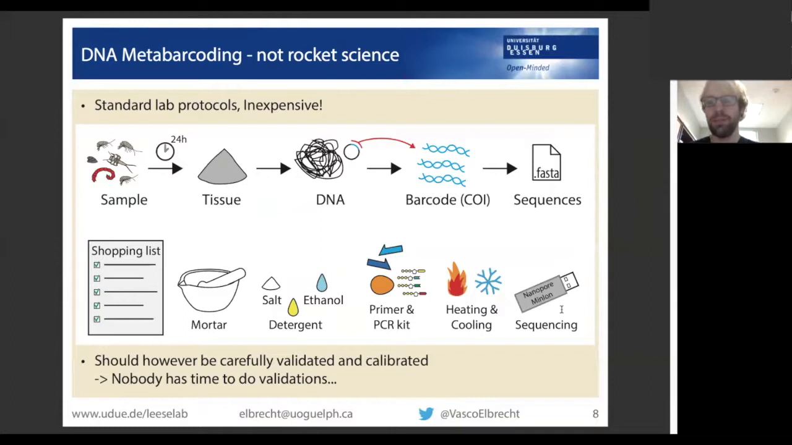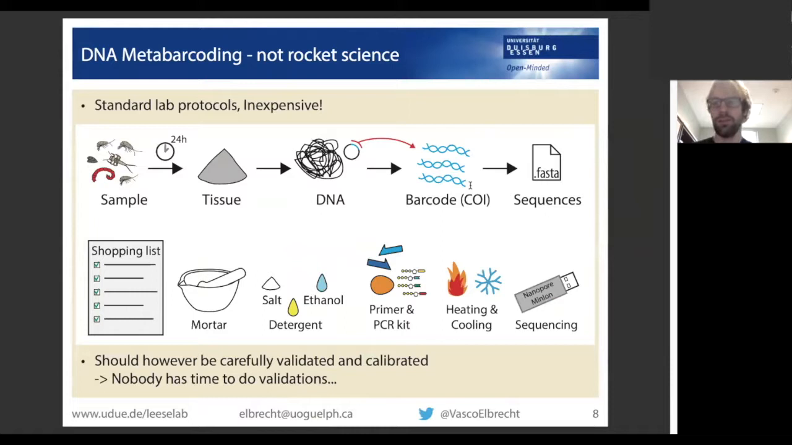So what you have is your bulk sample with hundreds of specimens, and in your DNA, all of your specimens will be represented, and then we copy this barcode here. So it's a bit like scanning a product in a supermarket, but you're not going to scan each product one by one, but you scan the whole shopping cart at once.